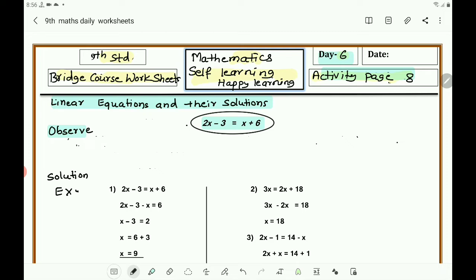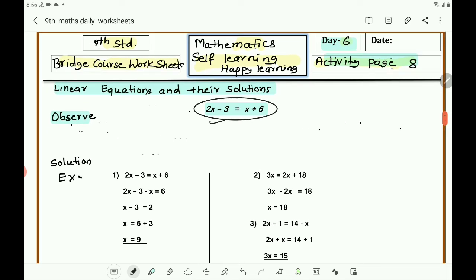And how will you solve this linear equation? Solving the linear equation means finding the value of the variable in the linear equation. To find the value of the variable in the given linear equation, what you have to do? You take one example, 2x minus 3 equals x plus 6. Here solving the linear equation means we have to find the value of x. So bring the variable towards LHS and constant towards RHS.